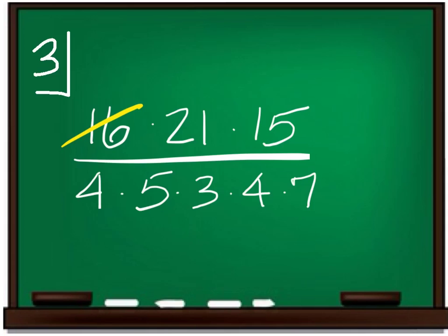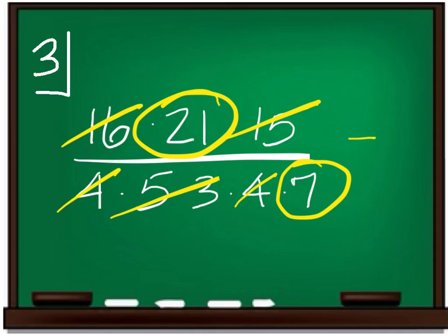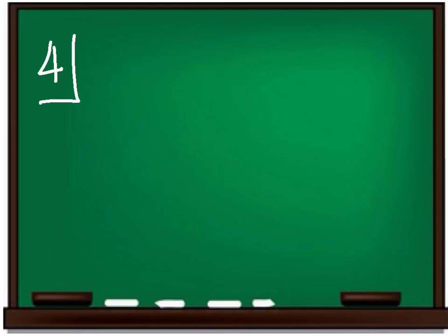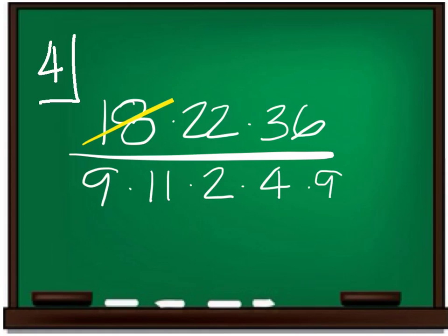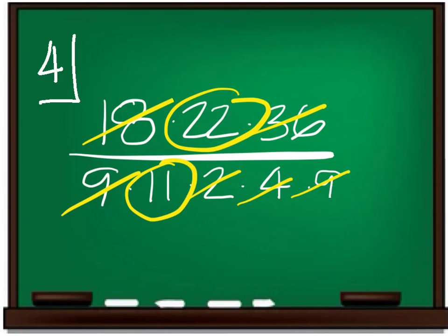16 on top can cancel with 4 times 4 on the bottom. 15 on top cancels with 5 times 3 on the bottom. 21 divided by 7 is 3. You can cancel 18 with 9 and 2, 36 with 4 and 9, and 22 over 11 is 2.